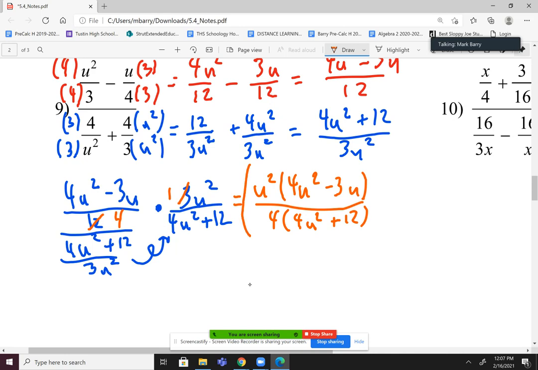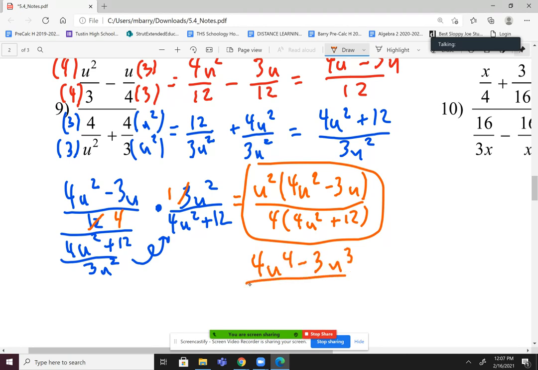So once again, I'm good with that answer. They actually distributed that in there. So they said 4u to the 4th minus 3u to the 3rd over 16u squared plus 48. So they distributed in there. That's fine with me, or you could leave it out front.